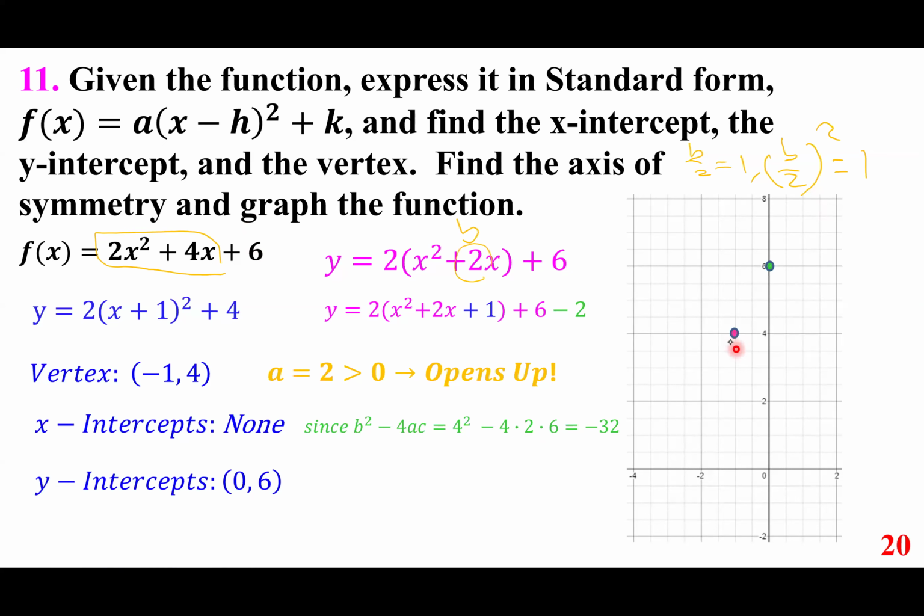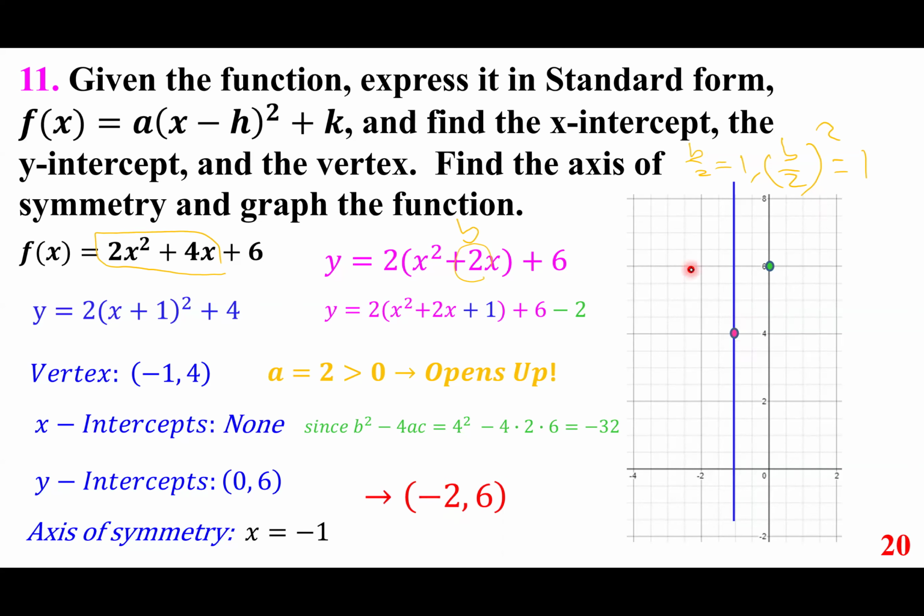So this is the vertex, everyone. This is the y-intercept (0, 6). Axis of symmetry x equals -1. And I hope you see that if I want to go with the axis of symmetry, and this is the vertex, this distance, if I go the same here, I should have another point here with coordinates such that the y coordinate is the same as this one.